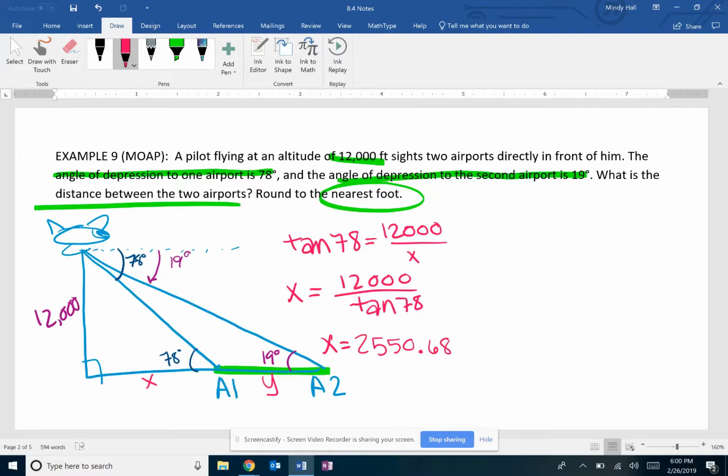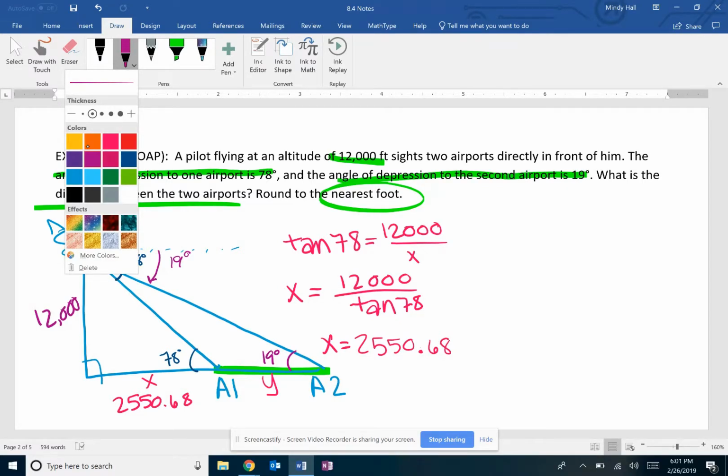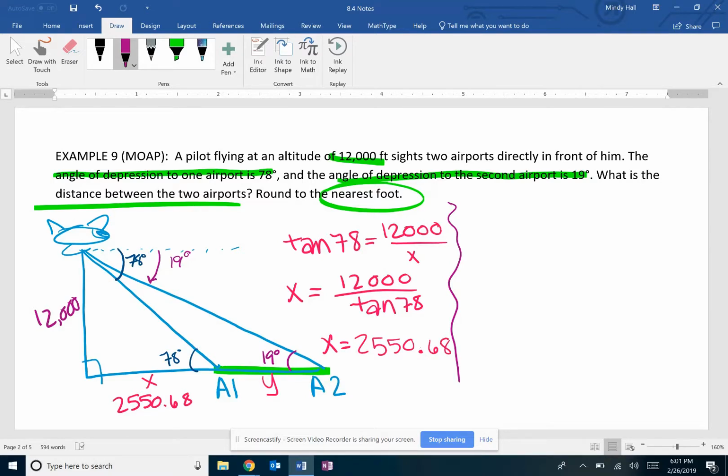So now I know that I have that piece, 2,550.68. Then if I'm trying to find the distance to the other airport, I'm going to look at 19. So instead of using Z, this time I'm going to have tangent of 19 equals 12,000 over x plus y, because it's this piece plus this piece. And I already know my x value is 2,550.68. The reason why I like doing it this way is because it kind of helps keep you from accidentally not subtracting that 2,500 later.